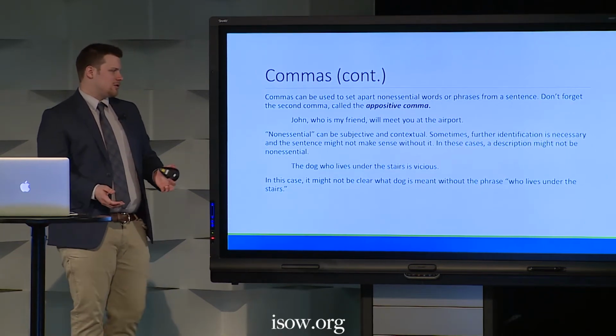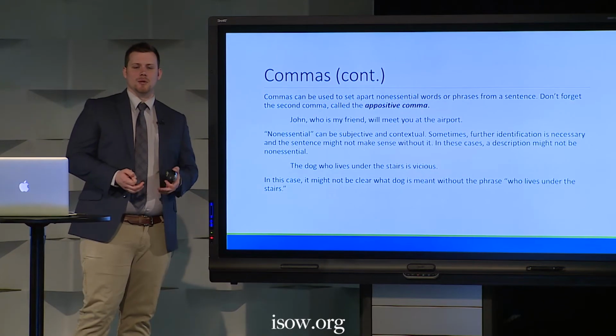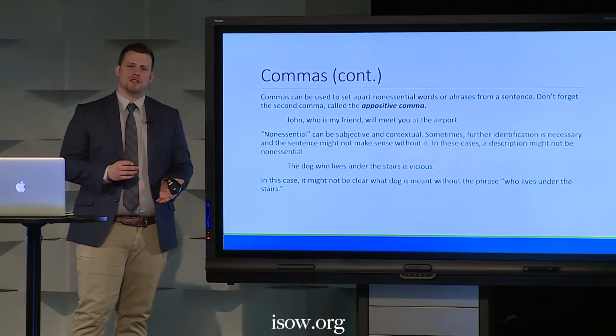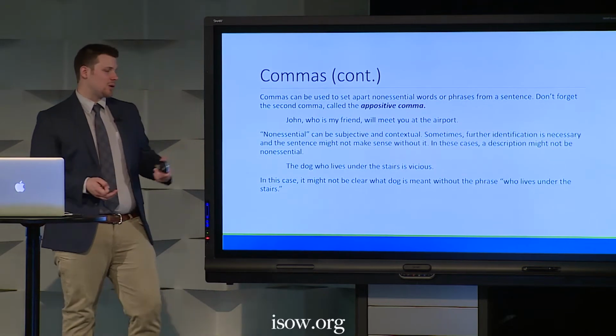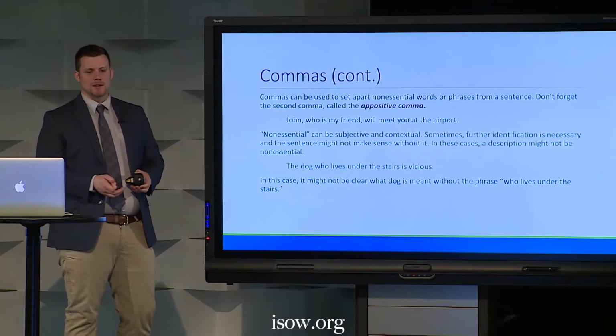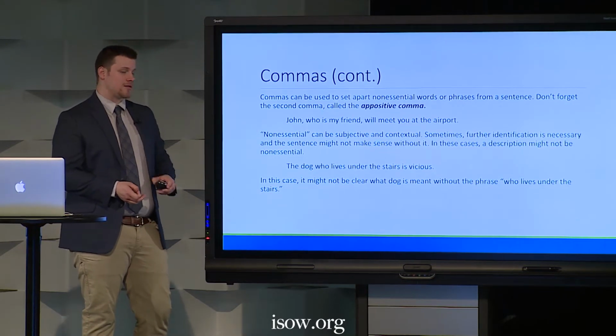So non-essential can be really subjective and contextual. So sometimes you need further identification, and sometimes you don't. So using commas in this way is really going to depend on the case. So you could say, the dog who lives under the stairs is vicious.